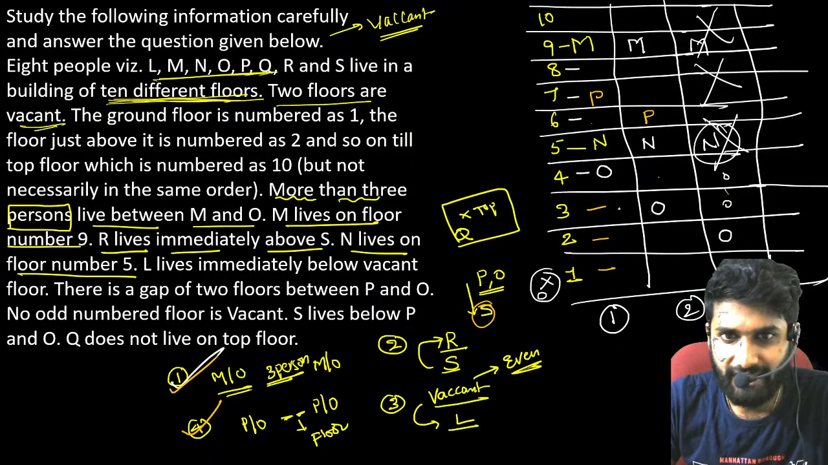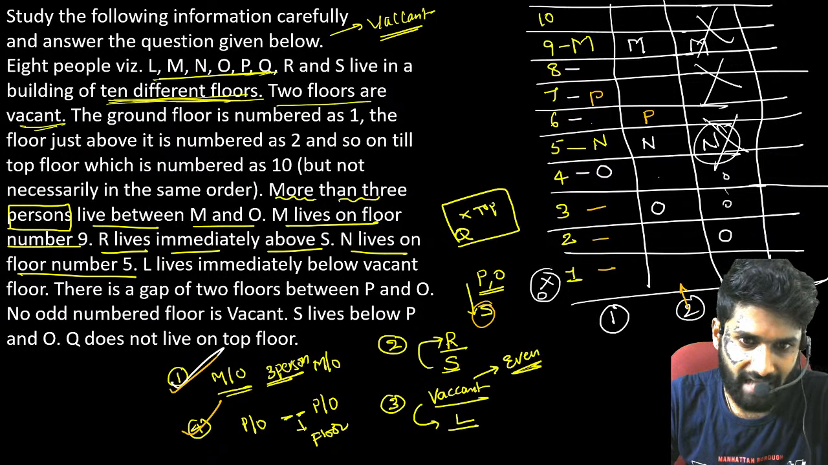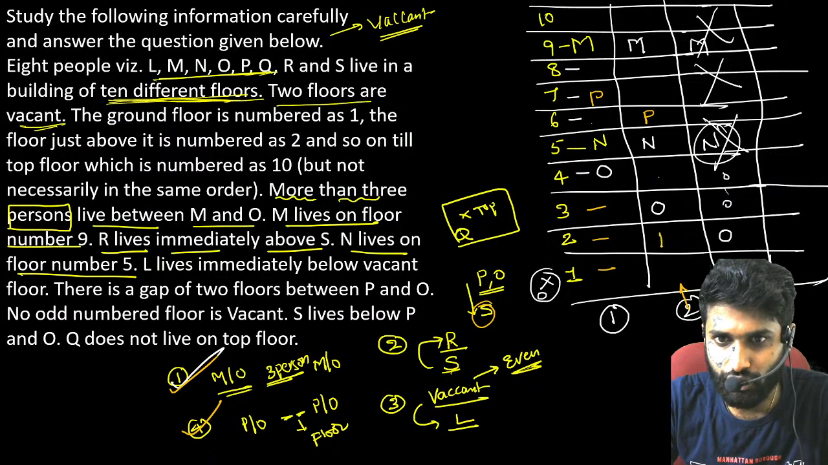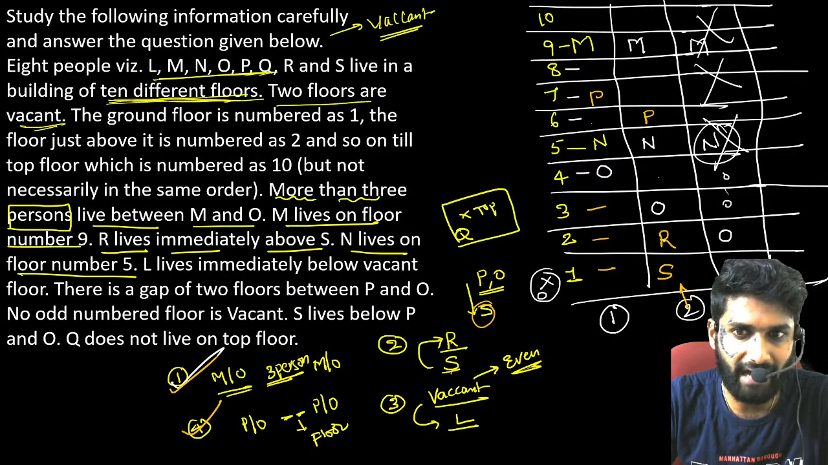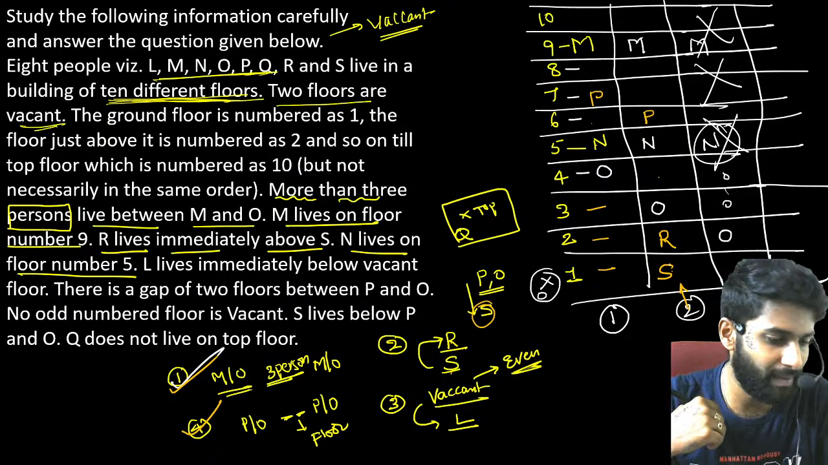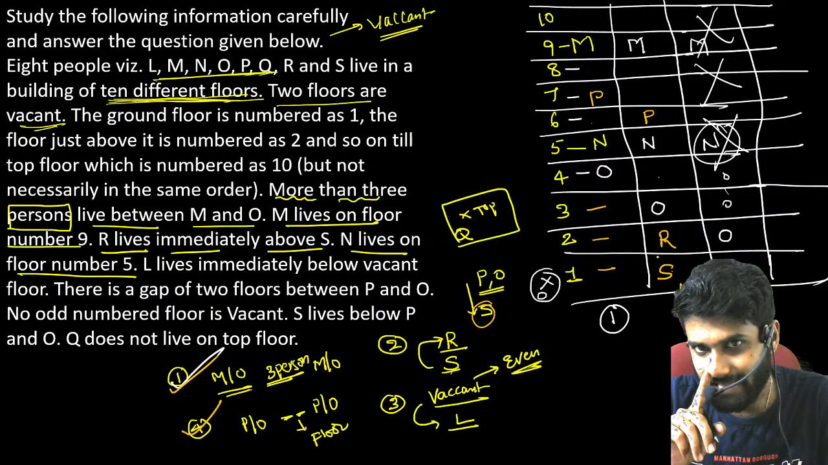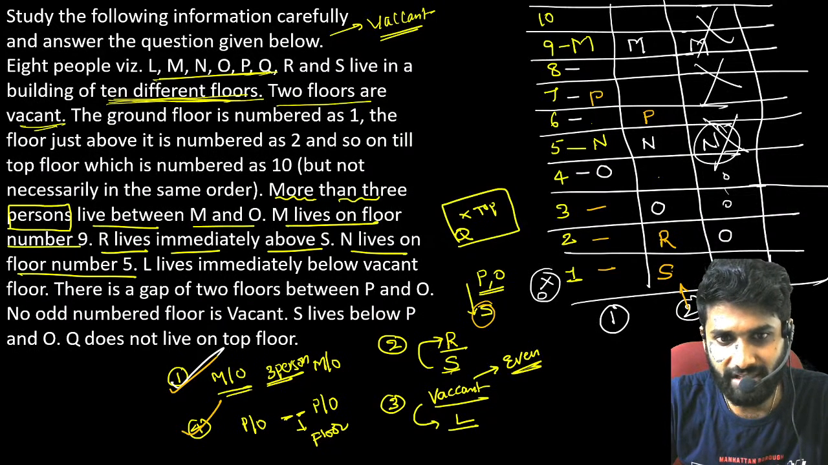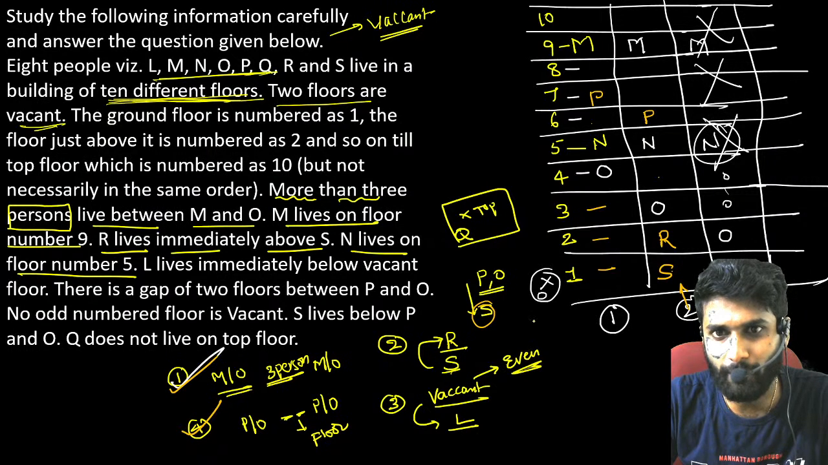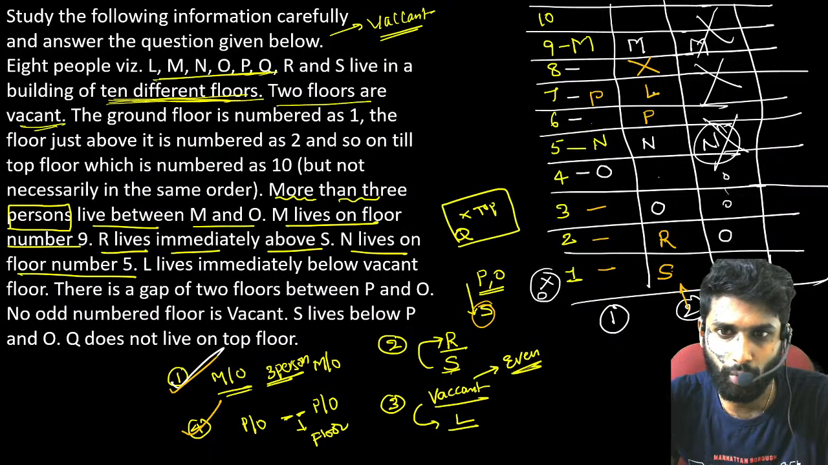Now see, between P and O, S lives, so definitely we can't place S in the second possibility. Go through the second possibility. R is immediately above S, which means those 2 positions are fixed. Why? Because S is always below P and O, not immediately below. So now you can confirm R and S here. Now there is a vacant floor which must be even, and the person below it is L. So this is the vacant floor, and you can confirm L here. There is no problem with the second possibility.